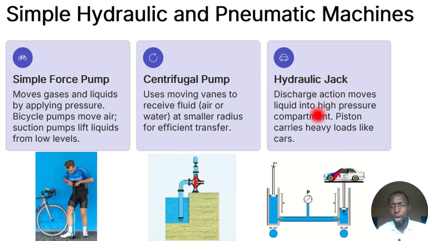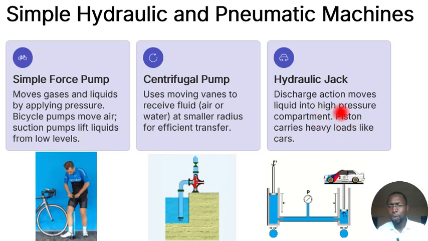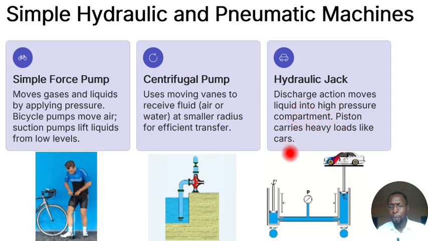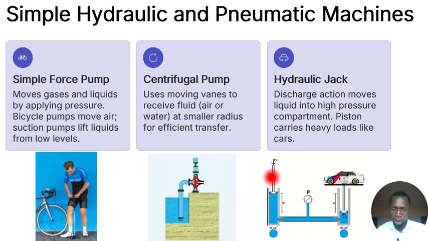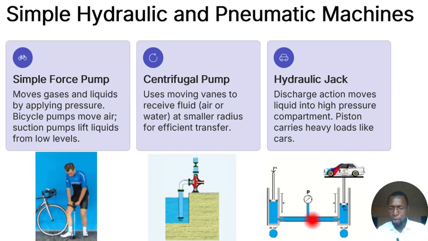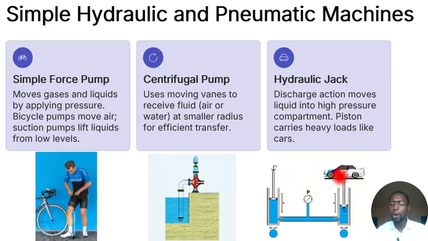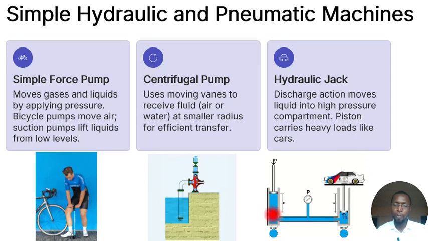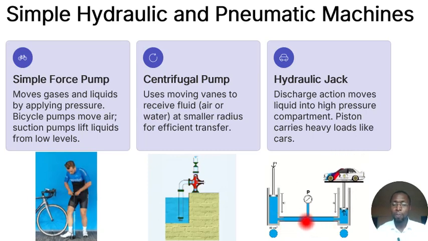Then we have the hydraulic jack. The hydraulic jack actually does its own action by moving liquid from lower pressure to higher pressure. You can see here now that this piston presses this liquid down here, and the liquid pressure is being transmitted to the other side, which invariably moves this car upward. This is an example of a hydraulic jack. So it jacks this vehicle upward because of its pressure from this end to the other end. All right. And this is another example of a hydraulic system.